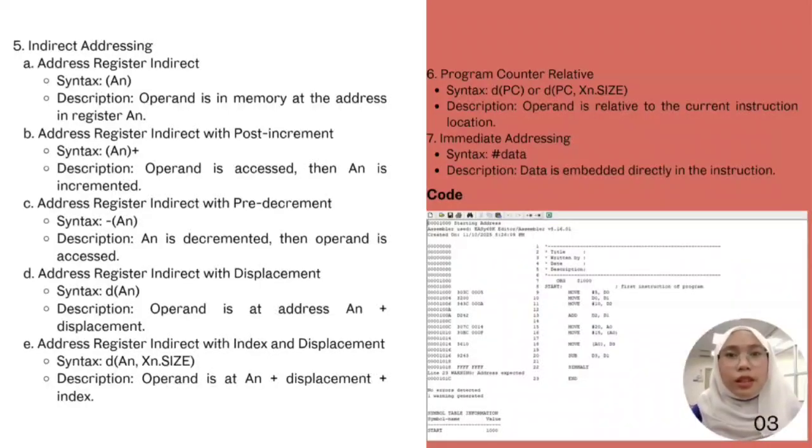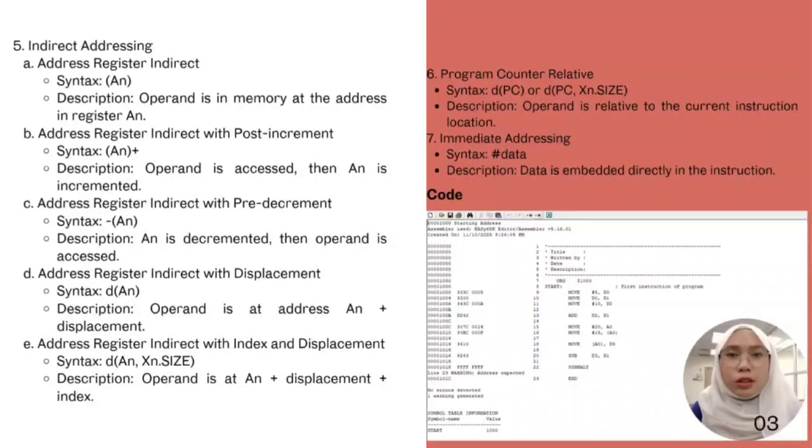7. Immediate addressing. Lastly, we have immediate addressing with syntax #data. The operand value is written directly inside the instruction. For example, MOVE #5,D0 means the value 5 is moved directly into register D0.